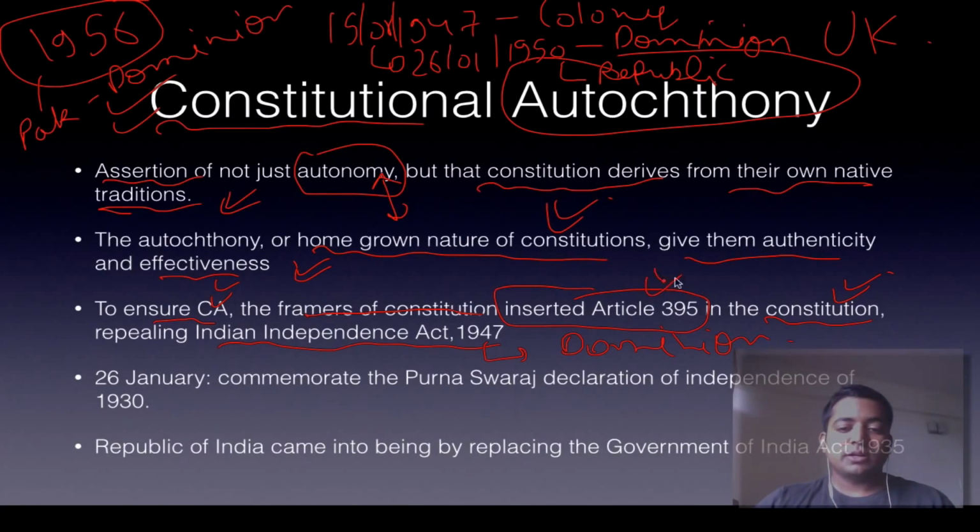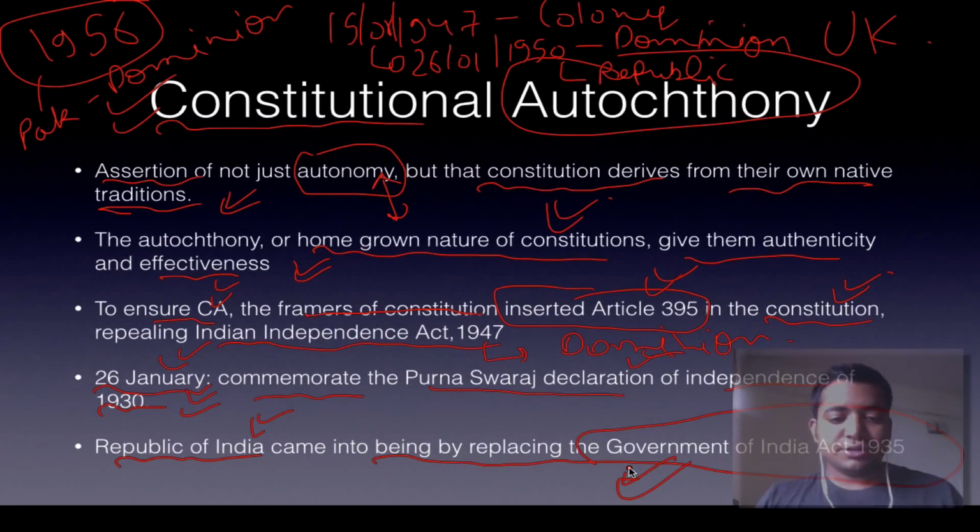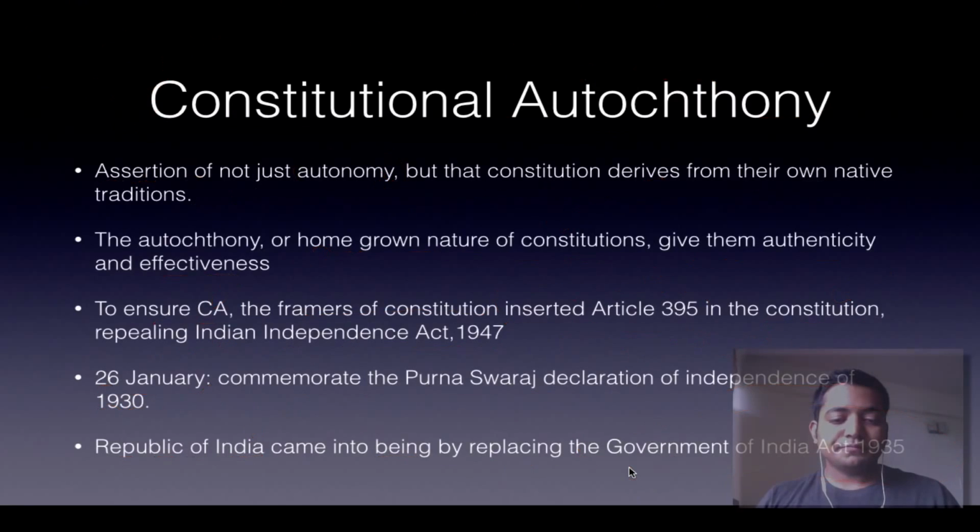So that is why we inserted Article 395, which repealed the Indian Independence Act of 1947. 26th January commemorates the Purn Swaraj Declaration of Independence of 1930. Is that understood now? To commemorate the Purn Swaraj Declaration of Independence of 1930, we chose the date of 26th January. Then the Republic of India came into being by replacing the Government of India Act 1935. Is that understood, sir and ma'am? 100% understood? Okay, then we move on.